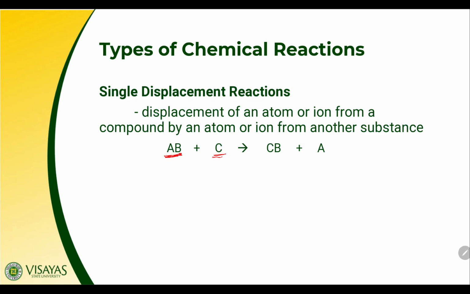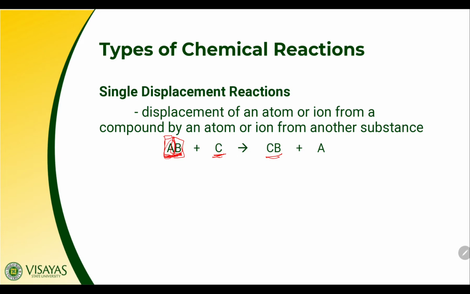So in this case, what was being replaced? The A here is being replaced with C. So in the product side, we now have our CB. Recall that in a compound, the first component is our cation, whereas the second one is our anion.